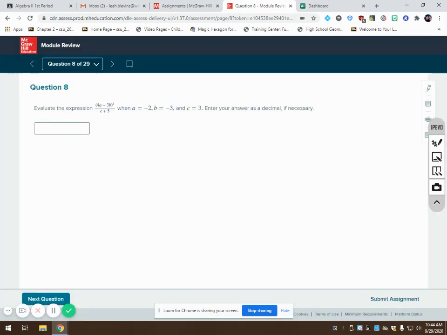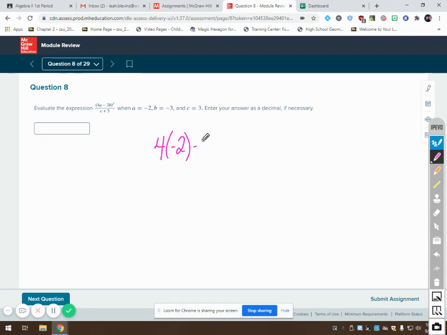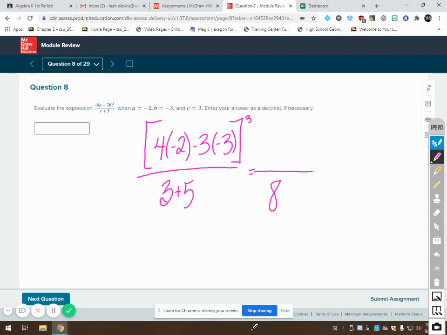So number 8, evaluating the expression when A equals negative 2, so 4 times negative 2, minus 3 times B, which is negative 3. This whole quantity is cubed over C plus 5. C is 3, so 3 plus 5, which I know is 8. Okay, order of operations tells me to do parentheses first. Now notice I went ahead and added this, and you're probably thinking, well, that's not in parentheses. But this bar acts as a grouping symbol. It groups everything down here together and everything up above it together.